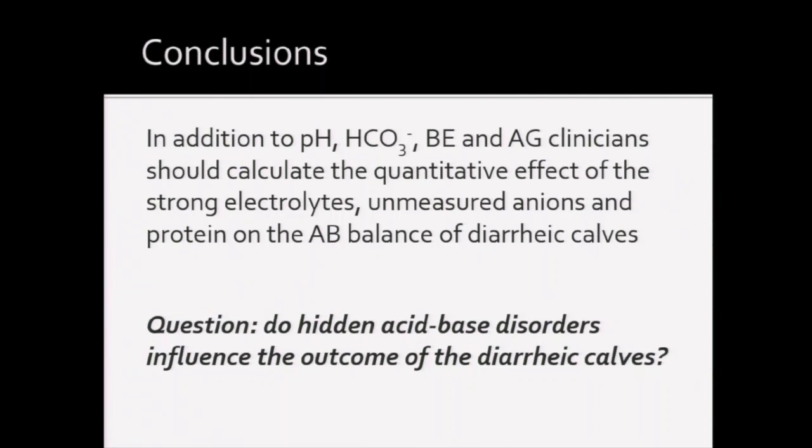So in conclusion, when clinicians are working up some of these cases of diarrhea, in addition to pH, bicarb, base excess, and anion gap, clinicians should consider calculating the quantitative effects of the strong electrolytes, unmeasured anions, and protein on the acid-base balance of diarrheic calves. But what this study really leads to, and as a researcher you always want to say this at the end, is that I think more research needs to be done on this particular question: do the underlying acid-base disorders really influence the outcome that you see in diarrheic calves? I think that's really the question that has to be answered at the end of this.